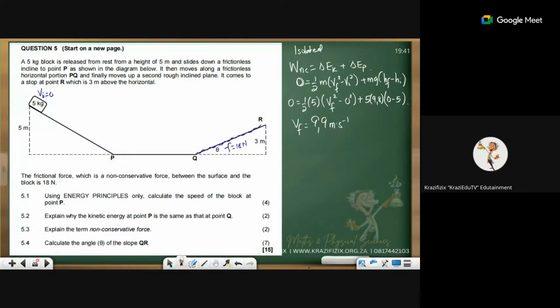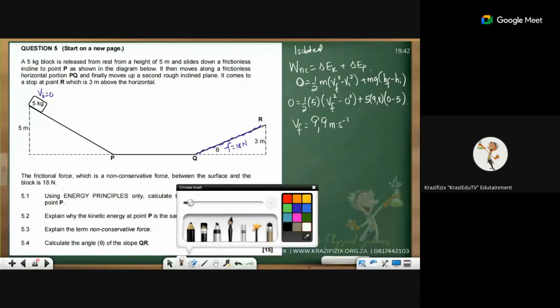Good, done. Explain why the kinetic energy at P is the same as the kinetic energy at Q. It's frictionless and horizontal. The two things that will make the kinetic energy reduce are friction and height. If there's a height, we are converting kinetic to potential, but the height is 0. So 2 points there. Number 1, frictionless and horizontal.